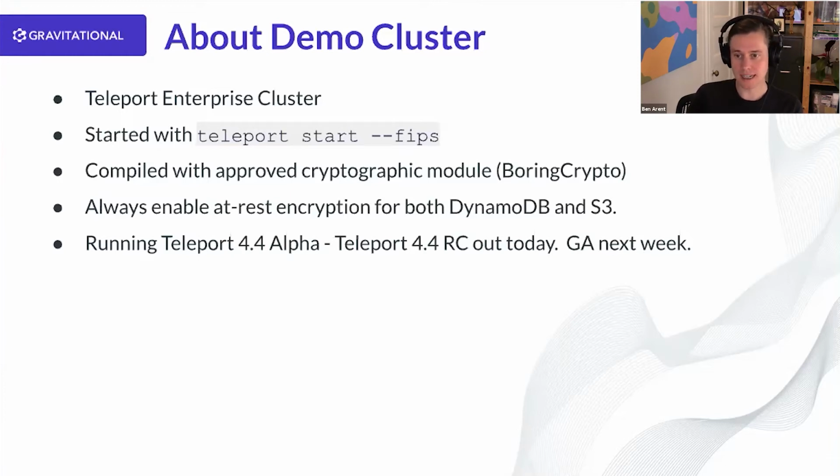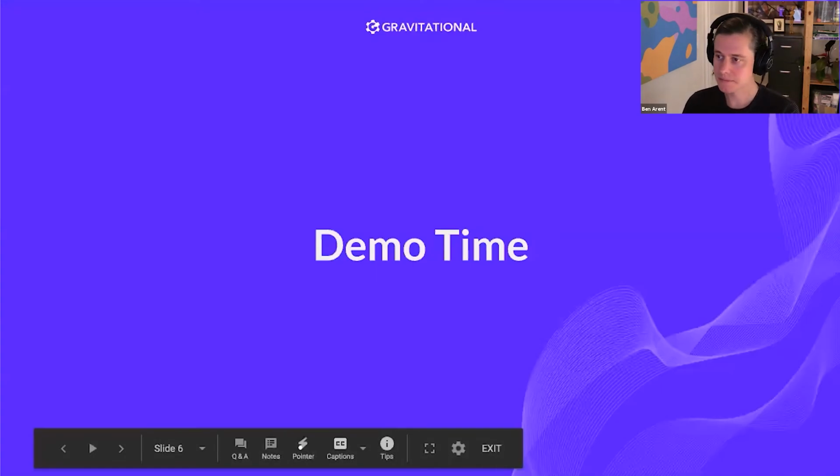It always enables encryption at rest. In my environment, I'm using DynamoDB and S3. This is an alpha, and we have an RC today. So for customers who have been waiting for some of these features, now's a pretty good time to try it on your staging environments and give us feedback, and we'll have general availability next week. So I'm just going to dive in.